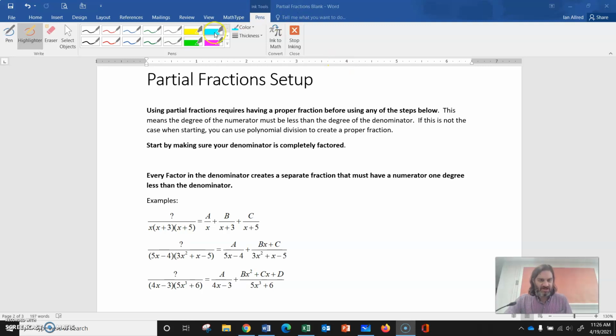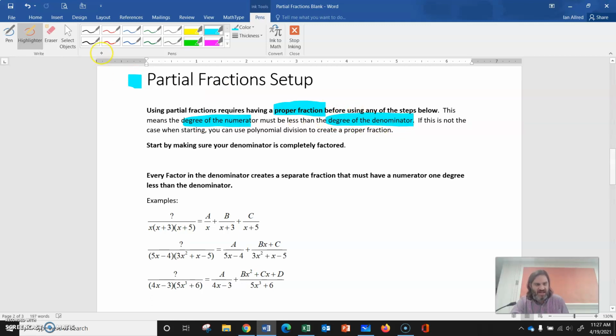Alright, so we talked about breaking fractions apart, but we haven't talked about how to do it. So the partial fraction setup is what I want to go through here. To use this partial fraction method I'm going to give you, it requires you to have a proper fraction. What that means is the degree of the numerator must be less than the degree of the denominator.